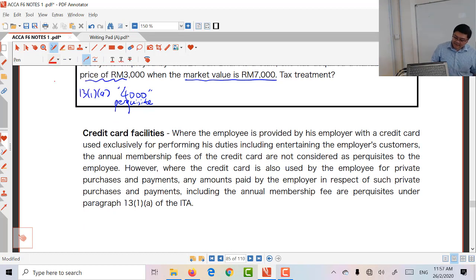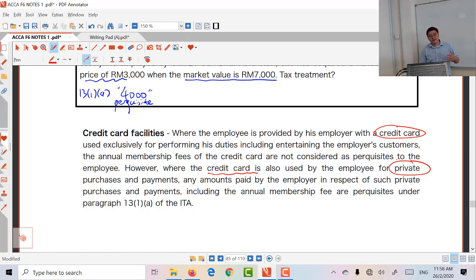All right. Next is about credit card facilities. Now, let's say your boss, so nice, gives you a credit card, and then your boss says just use the credit card as you wish. Okay, you can use the credit card to buy anything you like. For example, they say you can use the credit card, okay, for private purchases.